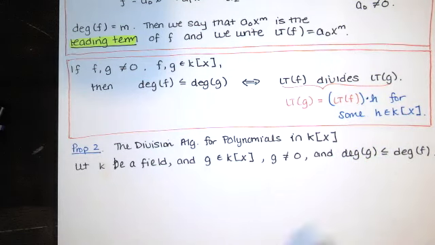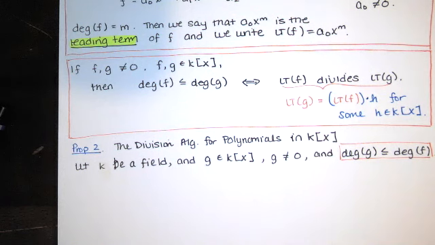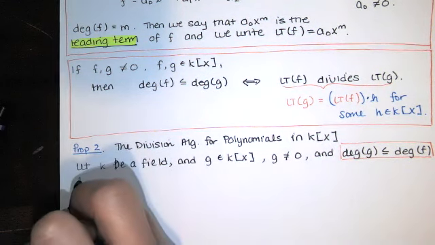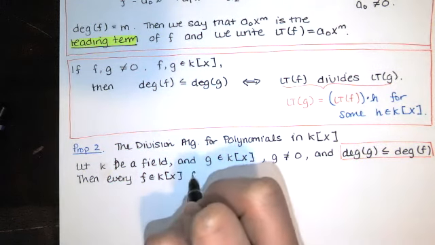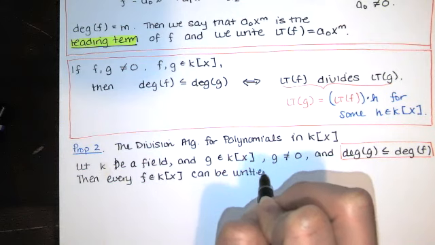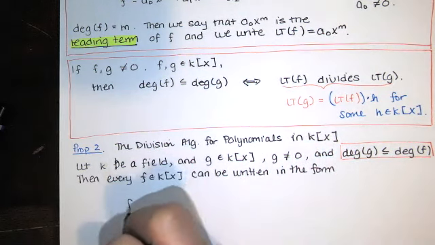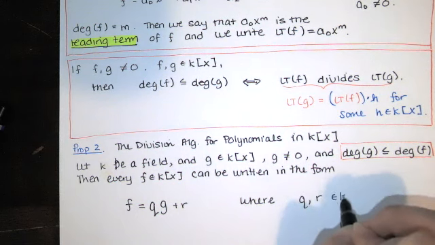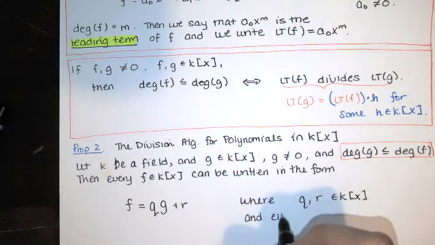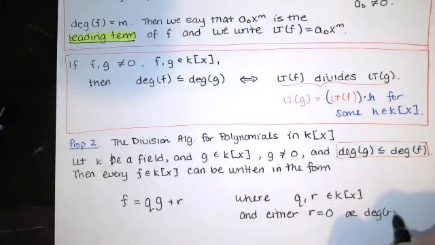Now this was not stated in the proposition in the book, but it's required. If you look at this result, the rest of this will not make sense unless the degree of g is less than or equal to the degree of f. Given that, then every polynomial f in k of x can be written in the following way. So f can be written as q times g plus r, where q and r are polynomials, and either r is equal to the zero polynomial, which does not have a degree, or the degree of r is less than the degree of g.